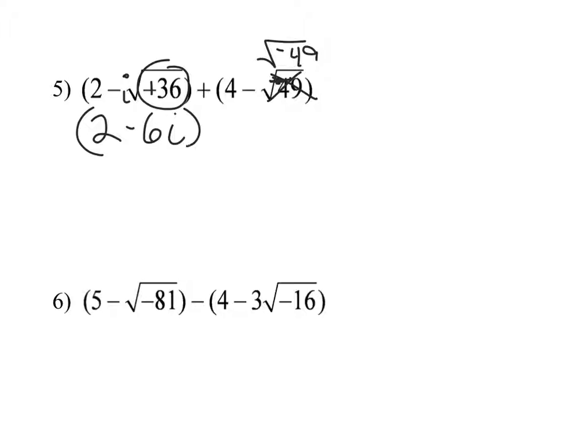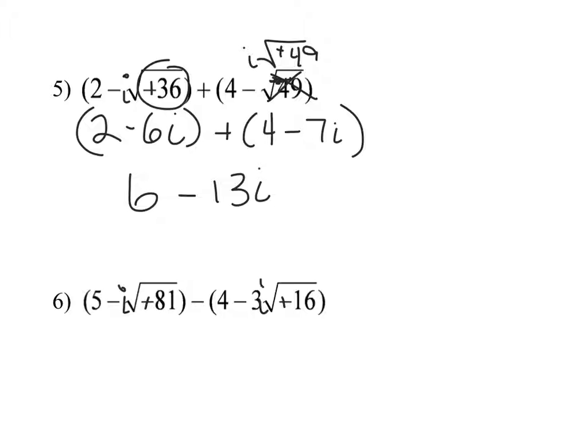This is 2 minus 6i. And this is 4. That's a negative 49, and the square root of 49 is 7. So that is minus 7i. Now we just combine our like terms. There we go. Same deal for this one. This changes here. This is what I always do first.